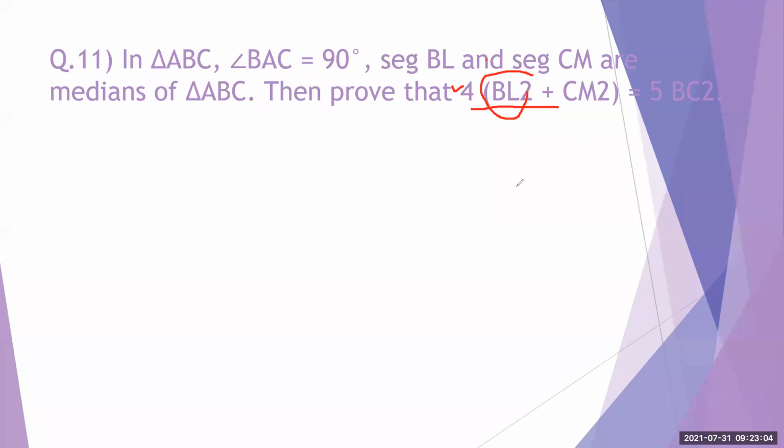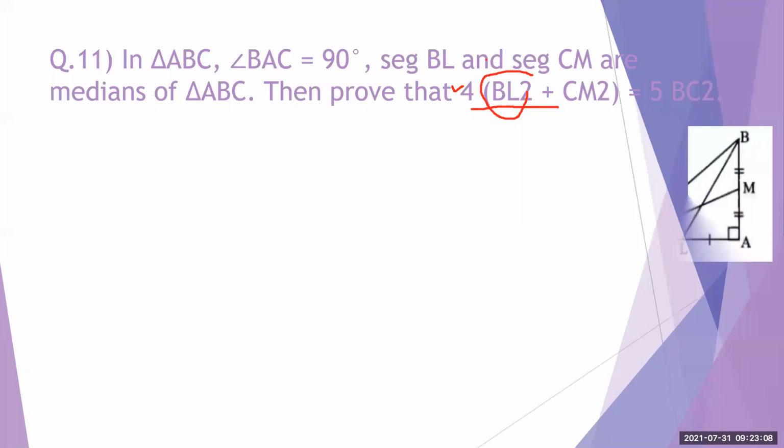So let's see this one. What is given? Triangle ABC is given to us. In that triangle ABC, angle A is given to us as 90 degrees. Then segment BL and CM are medians of triangle ABC. That means they are dividing the particular side in equal parts. BL is the median of AC, मतलब AC को equal parts में divide कर रहे. This LC and LA are half of AC. Then this CM is the median of AB.